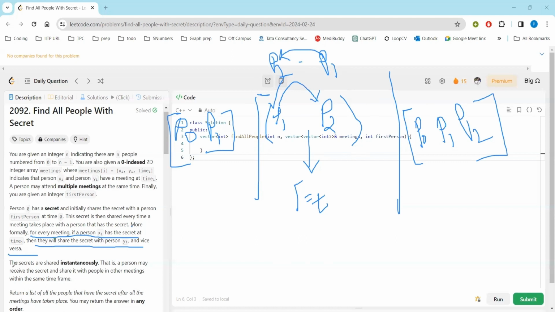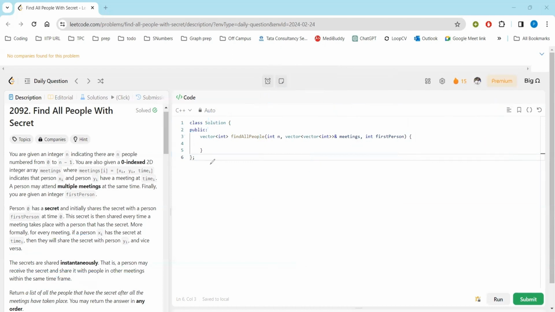Next, they are saying the secrets are shared instantaneously. That is, a person may receive the secret and share it with people in other meetings within the same time frame. For example, let's suppose initially only A knows the secret. Person A knows the secret.